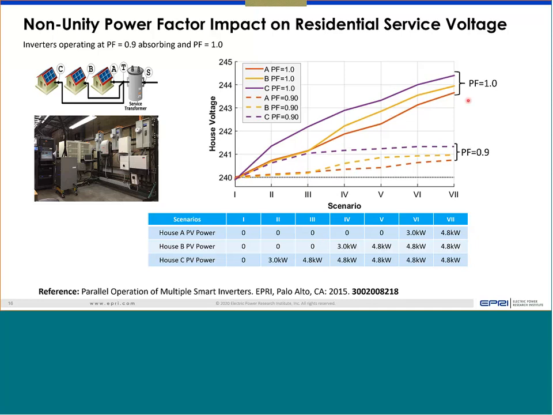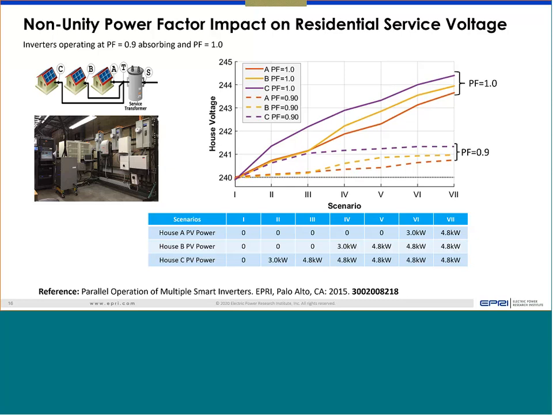But the ultimate point is that if we let them run at unity power factor, when all 3 inverters start generating, the voltage can go up a couple of volts. Of course, that will depend on the wire size, length, and a lot of other factors. But the main point is, before solar generation, voltage was 240. After they start generating, voltage can go to 244, 245, 246, depending on the impedance.